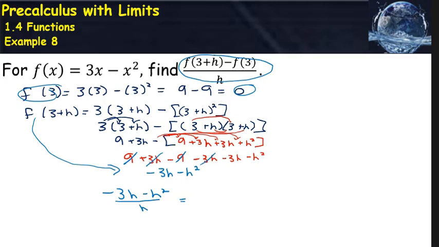So I'm going to factor out a negative h. And I get a positive 3 plus h back. And that cancels with the h in the denominator. So my answer is negative 3 plus h, or I can distribute the negative through and get negative 3 minus h.